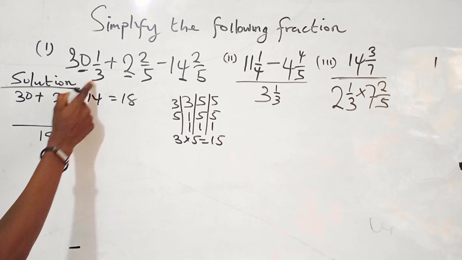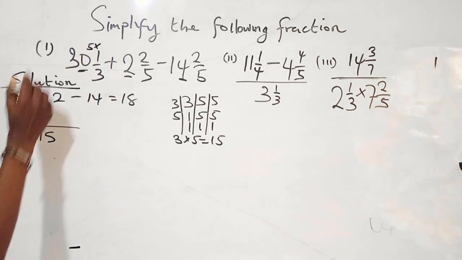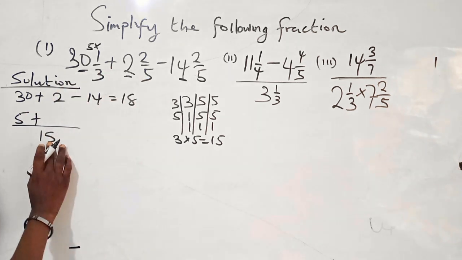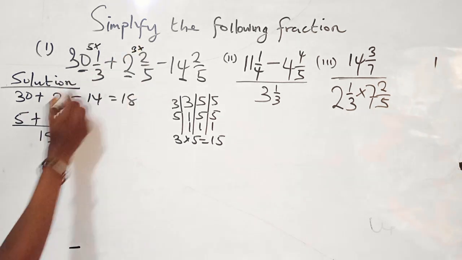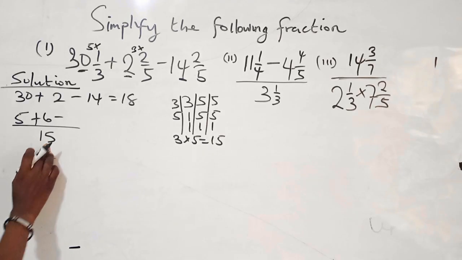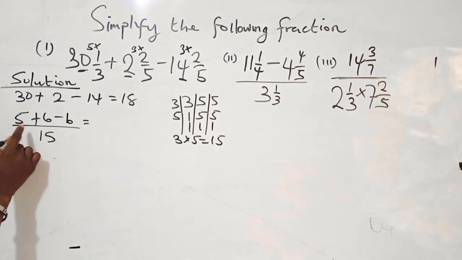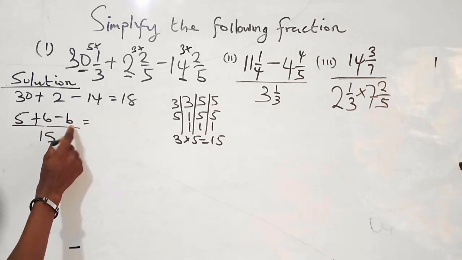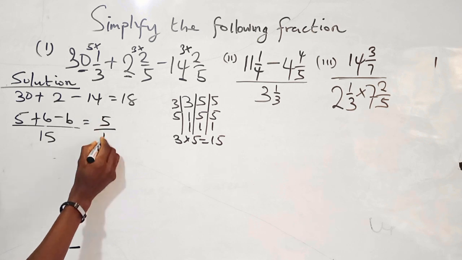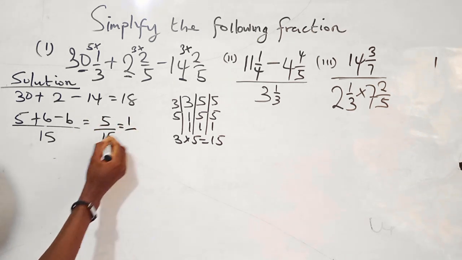3 in 15 is 5. I'll multiply it with the numerator here: 5 times 1 is 5. Plus 5 in 15 is 3, and 3 times 2 is 6. Minus 5 in 15, 15 divided by 5 is 3, and 3 times 2 is 6. So I have 5 plus 6, which is 11. 11 minus 6 gives 5 over 15. I can still simplify further with 5: that is 1 over 3.